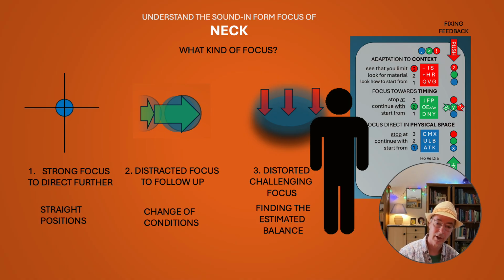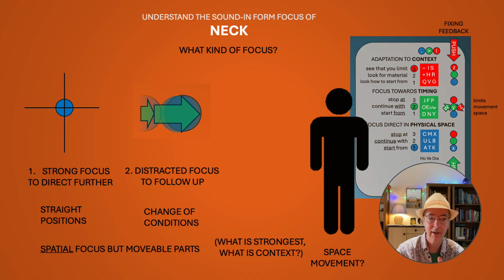Or we are so distracted by all the elements that we see there that it will become challenging to find our focus, and we have to find a certain estimated balance in the end by organizing what we see and seeing where the balance then in this case is really lying. So for the neck, it is a bit more complicated to say, okay, what kind of focus do we have? Do we have a very strong focus? Do we immediately see where the point is? In a way, it is a focus in space, but do we immediately see it?